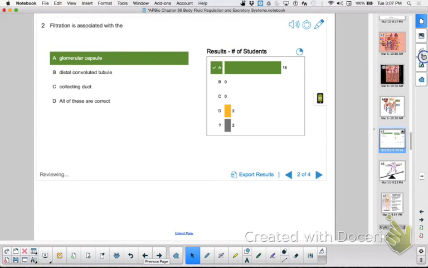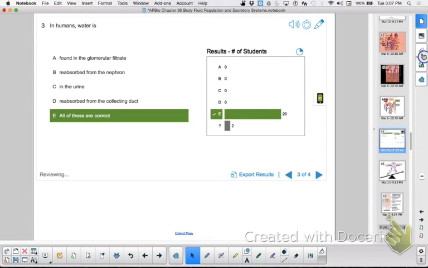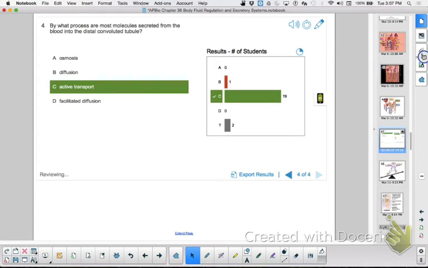Filtration is a, what is up, you two? So only at the glomerular capsule, right? Filtration. Check your BioBuddy screen right now because two people super struggled. It's because Kang was taking his notes for him. He wasn't paying attention. In humans, good, y'all got that, nice. Active transport.